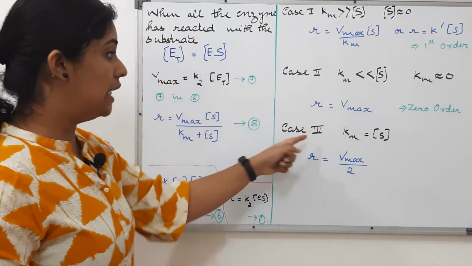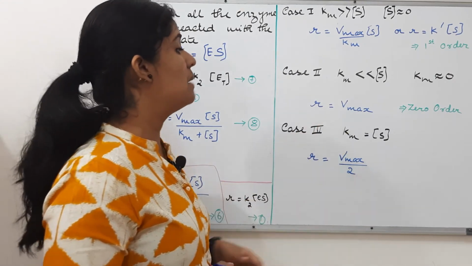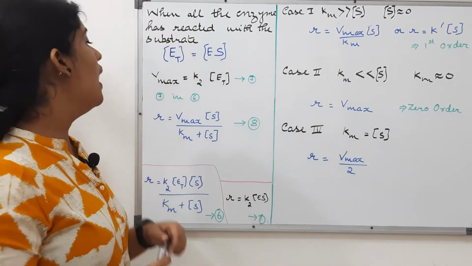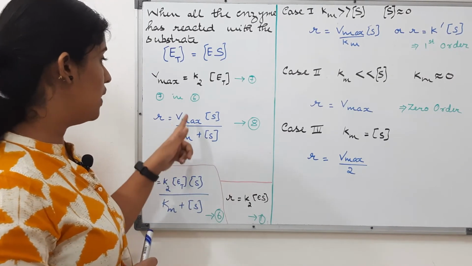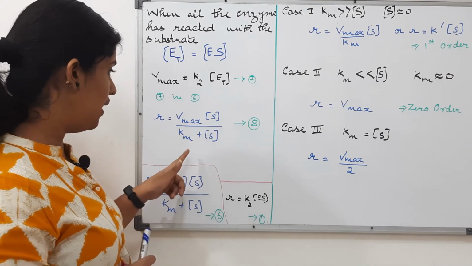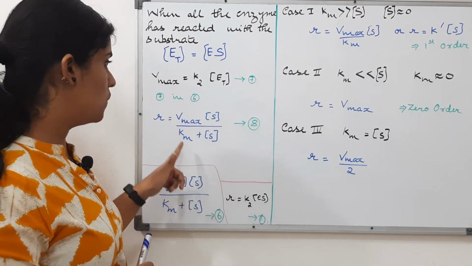Now we can also have a third case where my Km and substrate concentration are the same, Km equal to substrate concentration, and in that case, from equation 8 we can get rate equal to Vmax times substrate concentration by substrate concentration plus substrate concentration, because Km is also equal to substrate concentration.